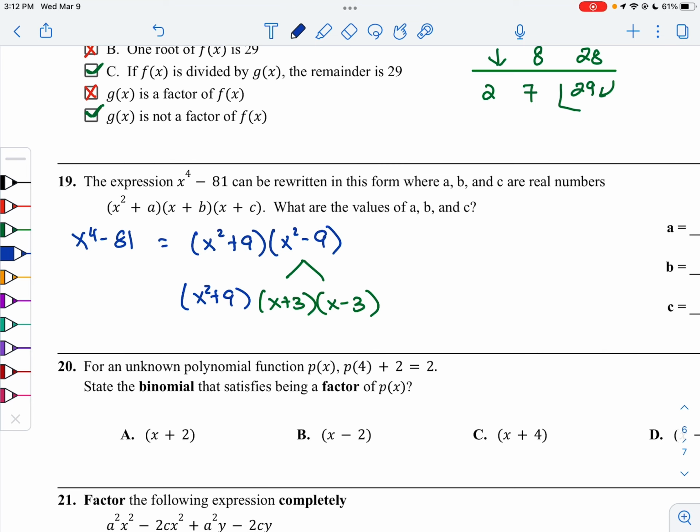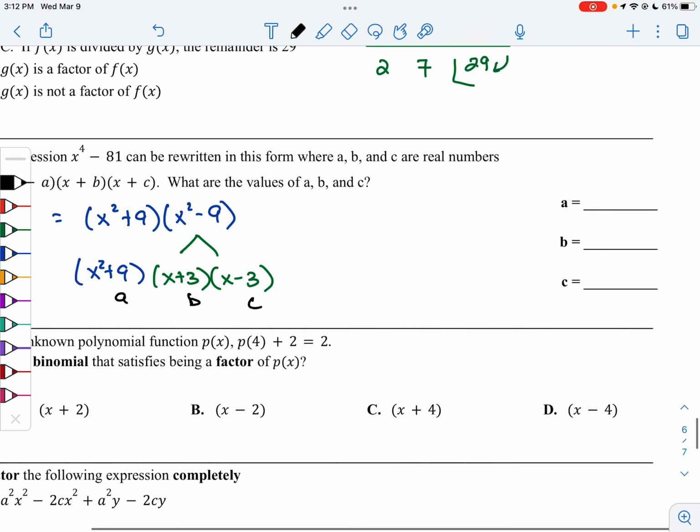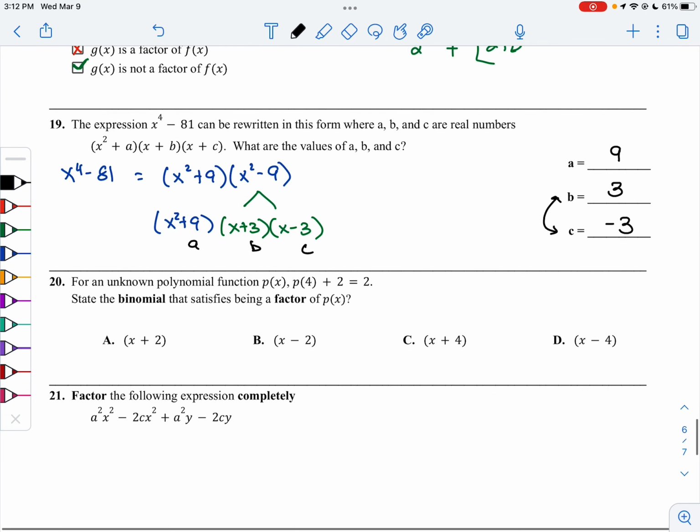Difference of squares. So now it looks like this is my a, this is my b, this is my c. So my a is 9, my b is 3, and my c is negative 3. And technically, b and c could switch. It doesn't matter. But a has to be 9 in this form.